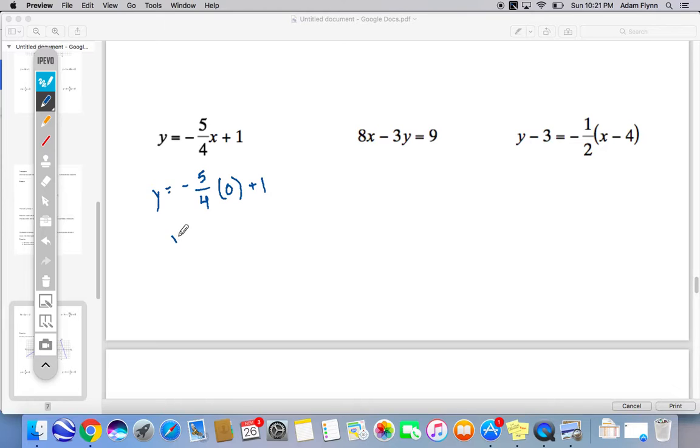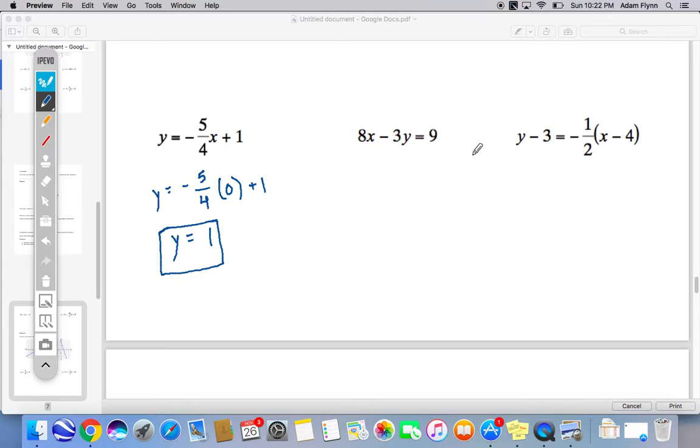So if I simplify this, y equals -5/4 times 0 is just 0, and I'm left with plus 1. So my y-intercept would be 1. So if I had a graph of this linear equation, it would cross the y-axis at 1.